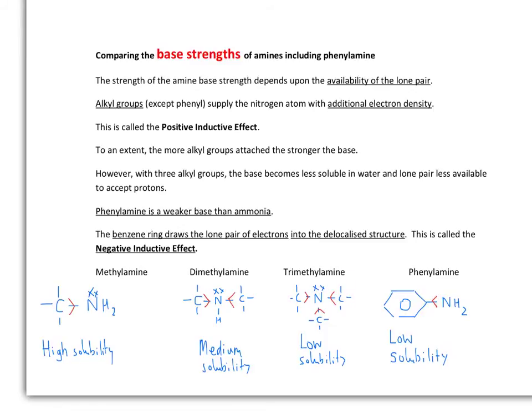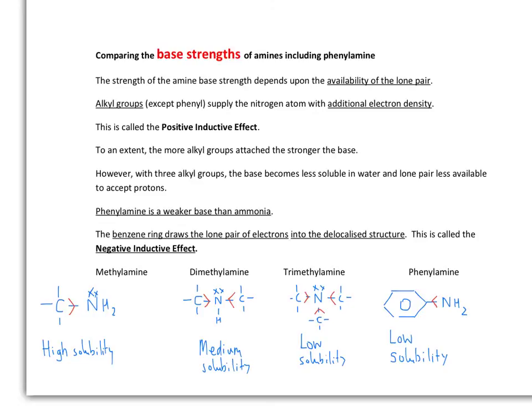Now with trimethylamine, the solubility is going to be even less. The van der Waals forces are going to be stronger between 2 molecules of trimethylamine, and there's less of a chance that it will dissolve in the water and actually pick up a proton which can be found in the solution. And so therefore dimethylamine is a stronger base than trimethylamine. It's a stronger base than methylamine. So you have to consider those 2 factors: the positive inductive effect and how soluble the base is.